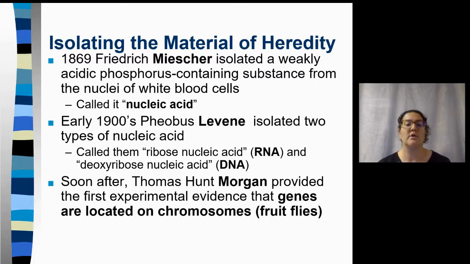Soon after that, Thomas Hunt Morgan provided the first experimental evidence that genes are located on chromosomes, and he did this when he was studying fruit flies.